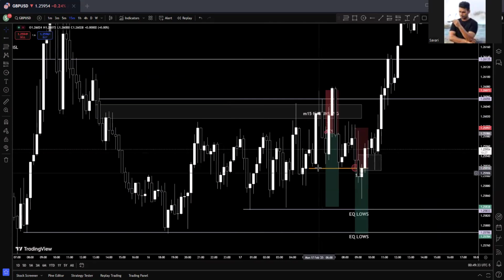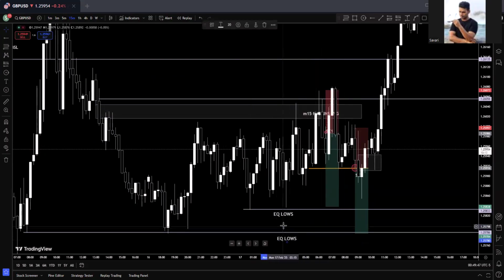So I like to see price expand all the way up to this fair value gap, take all those highs and give some sort of sell model in order to go for sell, to expect these equal lows to run. This is my projection in the morning.